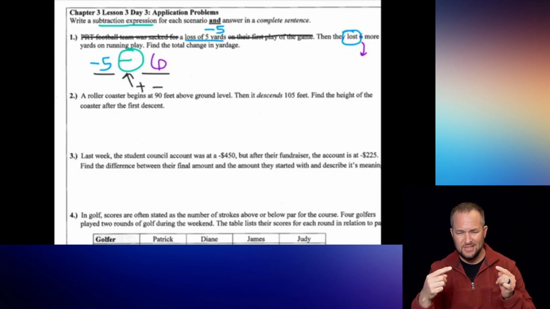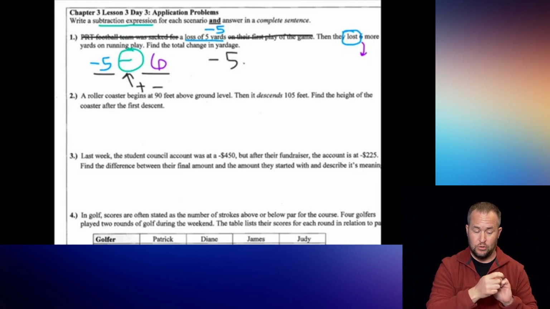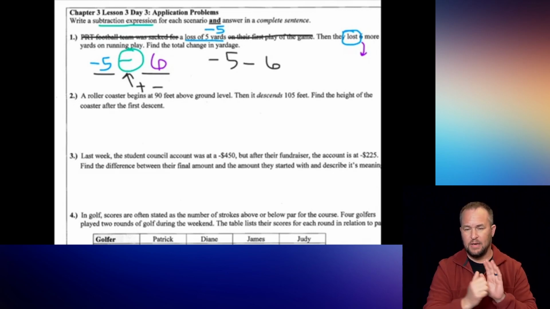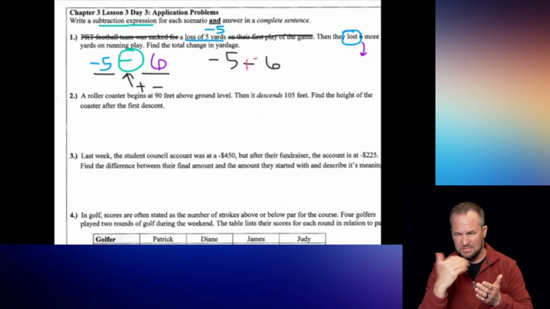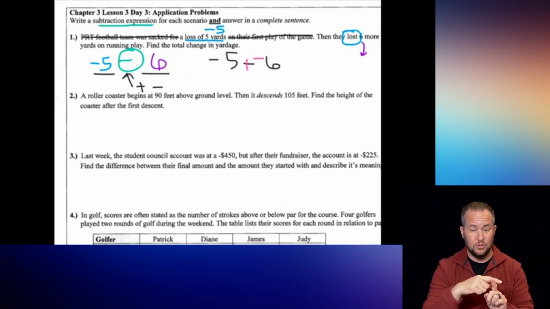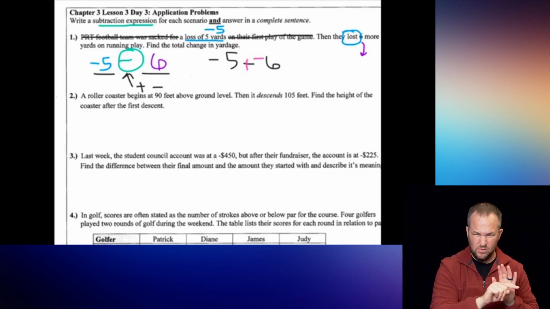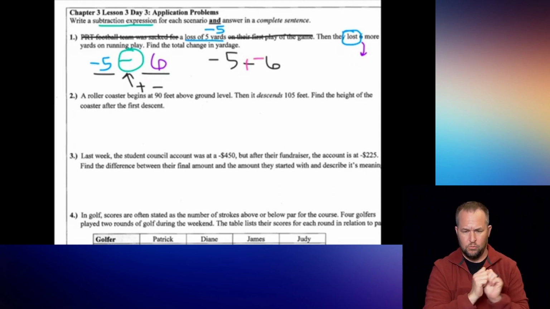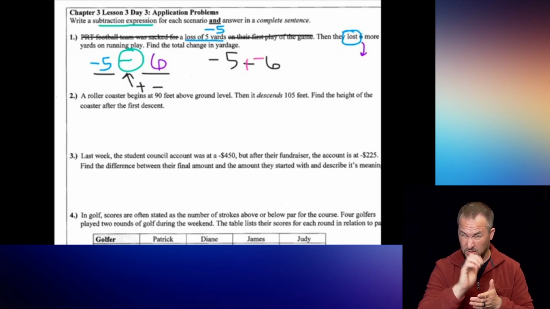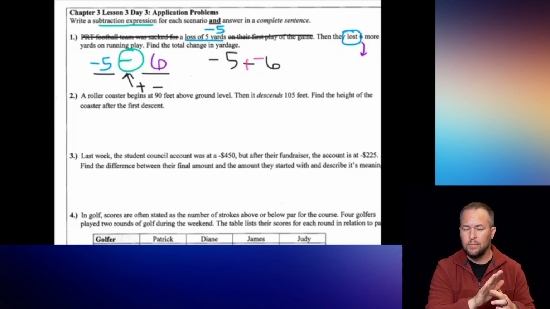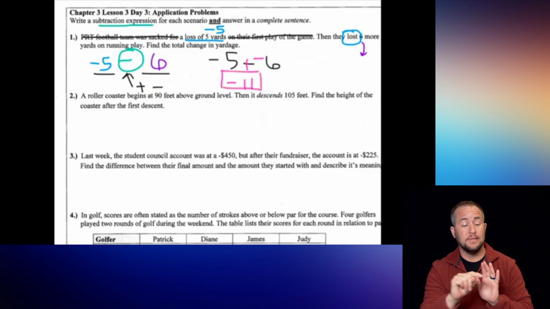So I'm changing this -5 minus 6. Sorry, I just need a little bit more space. I'm going to change that to addition and make my 6 the opposite. So essentially it is what we were thinking originally, like a loss of 5 and then a loss of 6, so I add them together. However, because I said you need a subtraction expression, that loss needs to be represented by the minus sign. So then when I simplify that out, I get the answer of -11 yards.